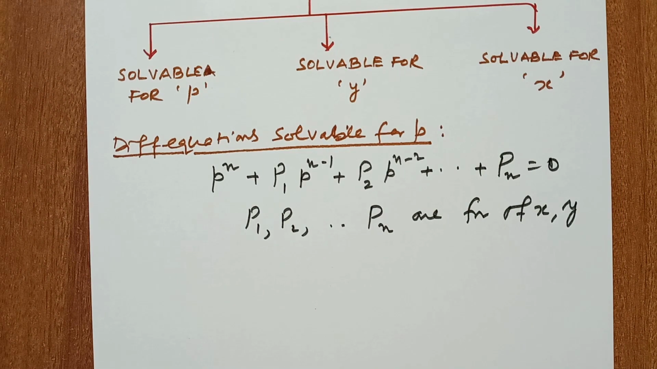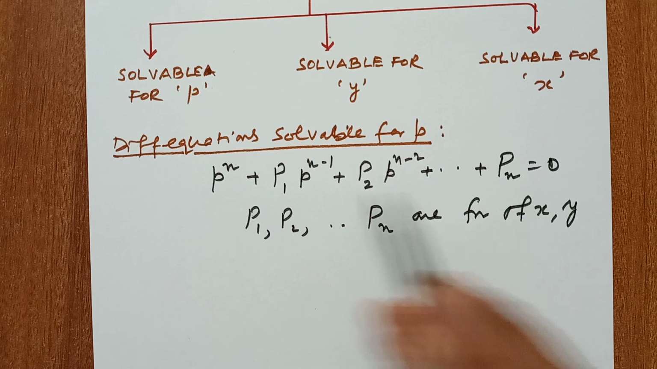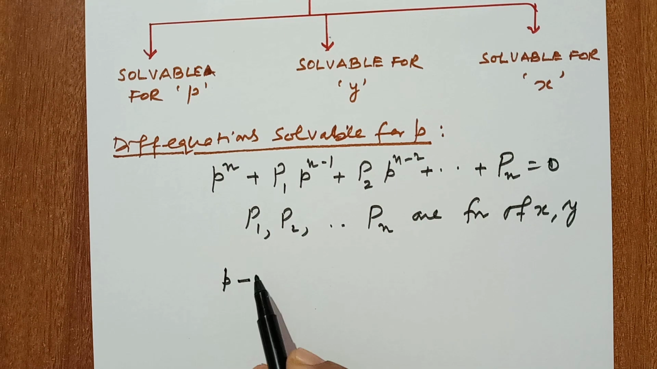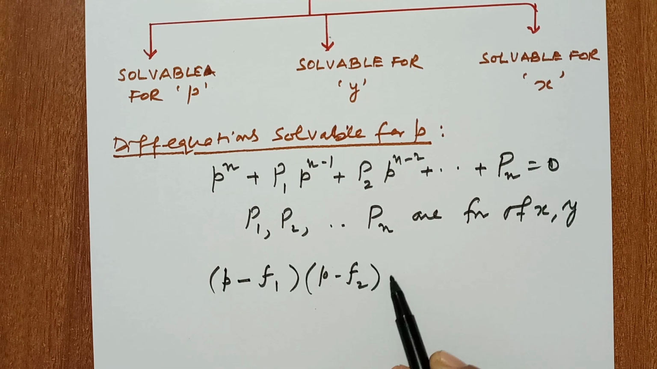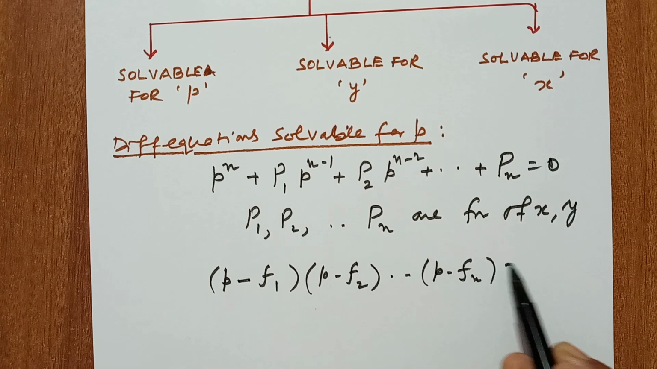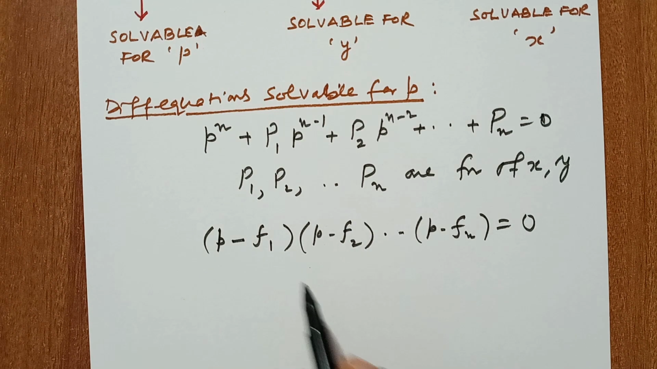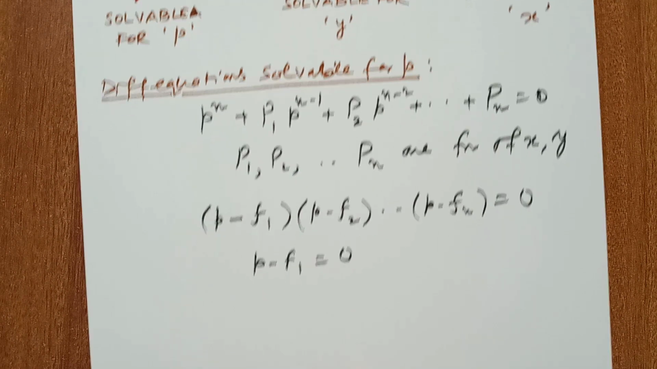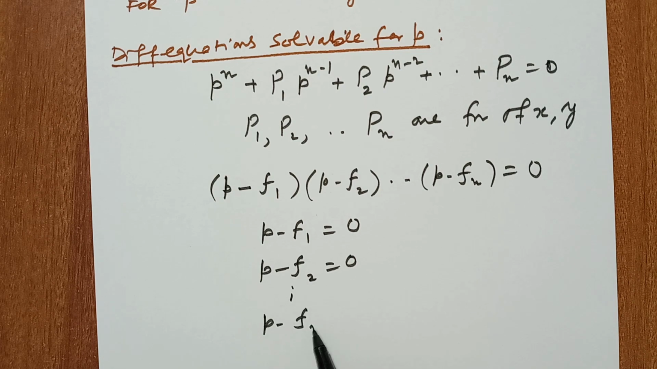In this case, first we factorize the given differential equation in terms of small p. Means we write it as p minus f1, p minus f2, up to p minus fn equal to 0. This is a product of linear factors in p. Now we equate each factor to 0, that is, p minus f1 is equal to 0, p minus f2 is equal to 0, up to p minus fn is equal to 0.